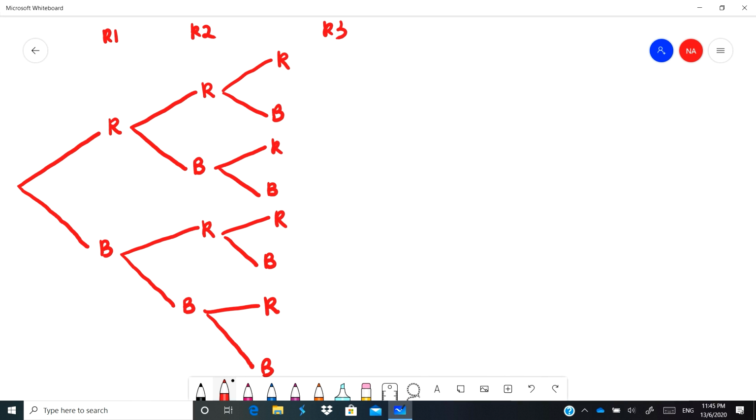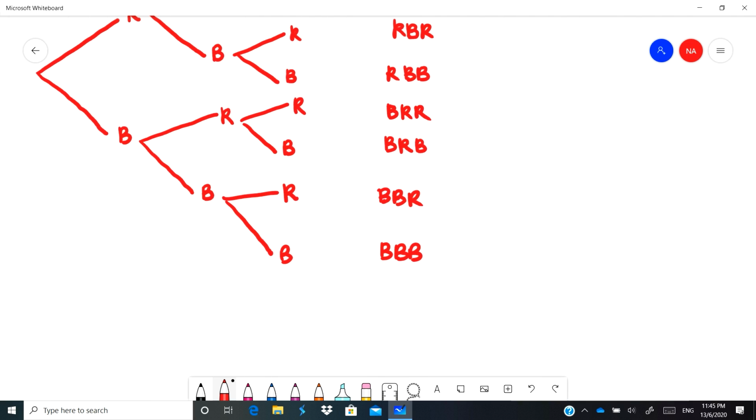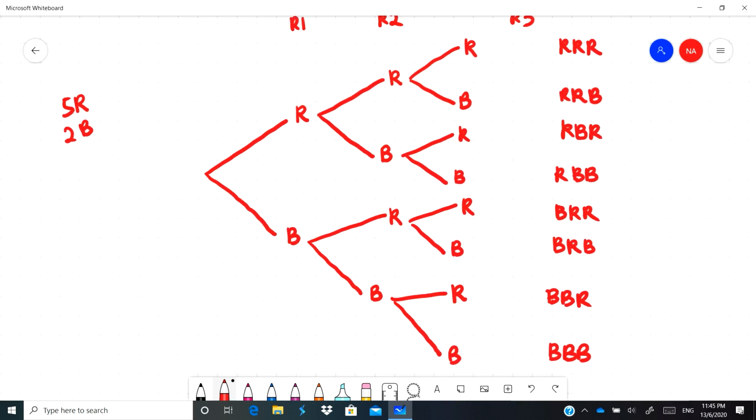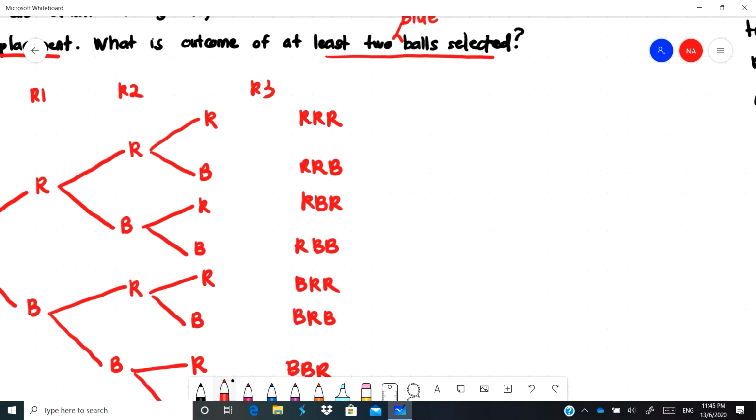The first one will be red red red, and then red red blue, red blue red, red blue blue. Then blue red red, blue red blue, blue blue red, and blue blue blue. How come it can be 3 blue balls when we only have 2? Because we replaced the balls. So these are the possible outcomes for this experiment.